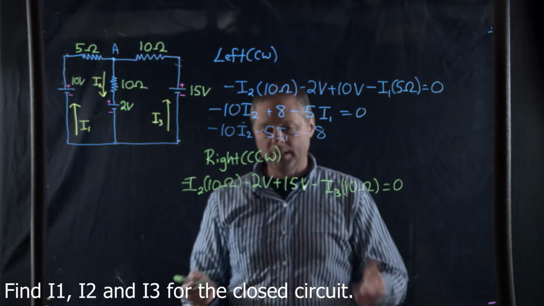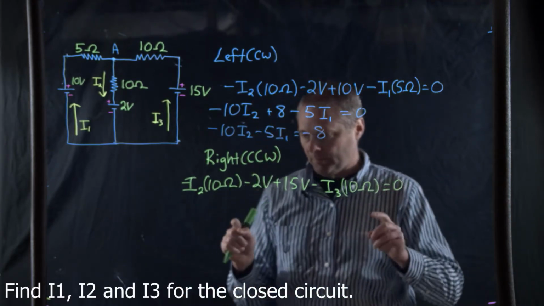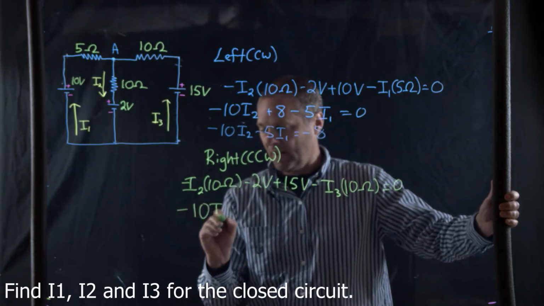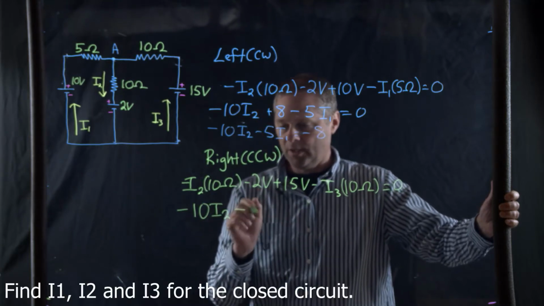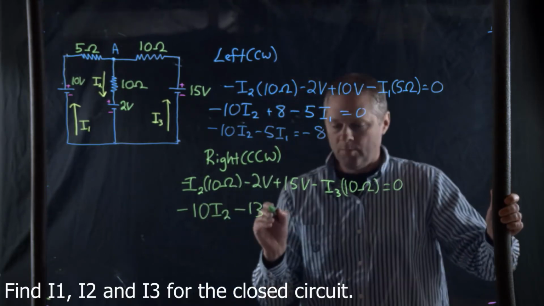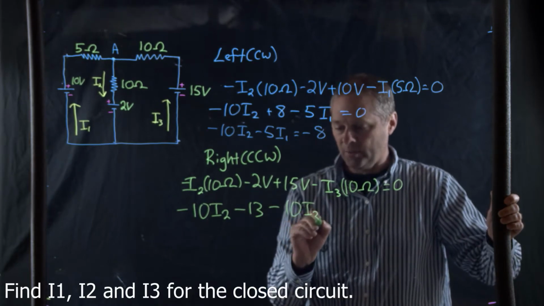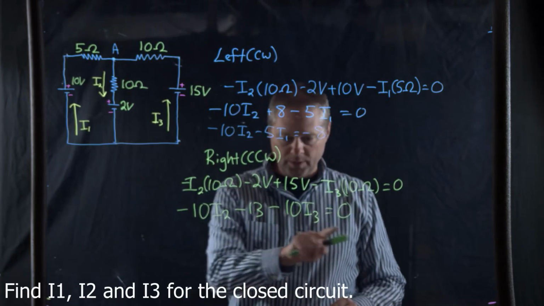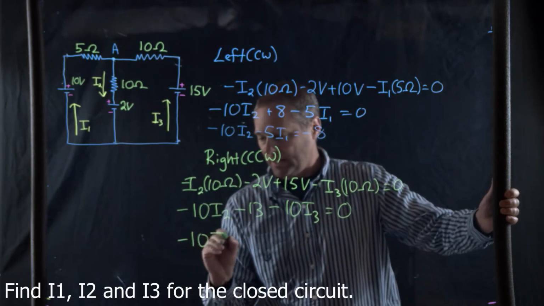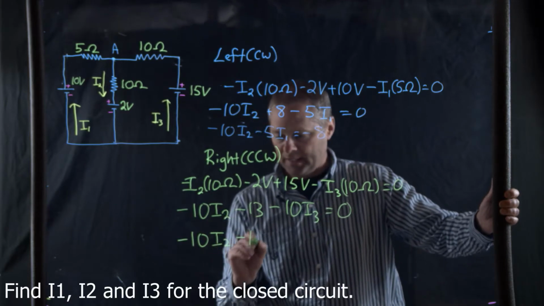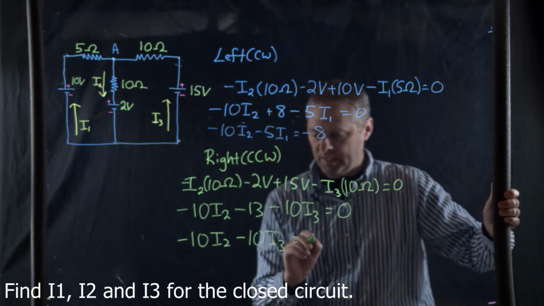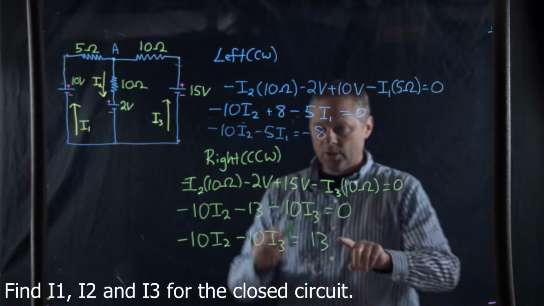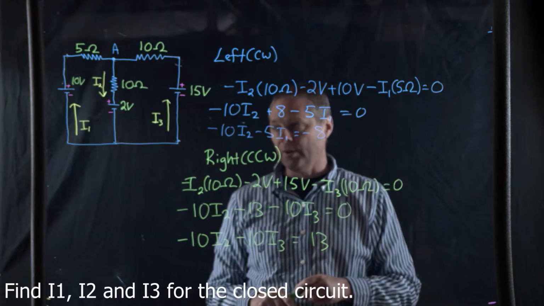Once again, we can rewrite this and get rid of the units. So this becomes minus 10I2, plus 13, minus 10I3 is equal to 0. Now we can put the 13 over to the other side. This becomes minus 10I2 minus 10I3 is equal to minus 13. So we have these two equations, but we still need another equation.